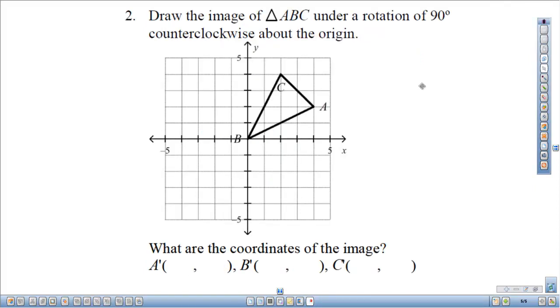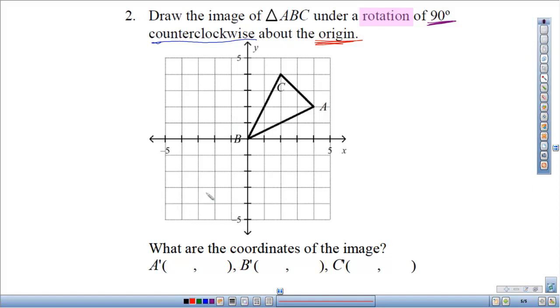Alright, number two. This time we are going to do a rotation. Okay, and if they ask you to do a rotation, they have to give you a couple more facts. They have to tell you how much. Looks like we're going 90 degrees. They also have to tell you in which direction. Looks like we're going to go counterclockwise. And finally, they have to tell us around which point we're going to spin, and in this case, we're going to spin around the origin.